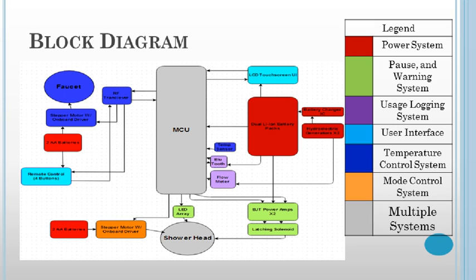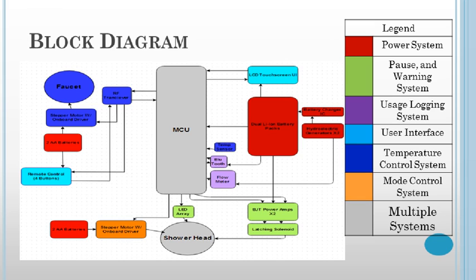In purple, we have the usage logging system, which is just the Bluetooth sensor and the flow meter. Light blue is the user interface, which includes the remote control and the LCD touchscreen. Dark blue is the temperature control, which includes the shower faucet, an RF transceiver, a stepper motor to turn the faucet, and the temperature sensor that's connected to the MCU.